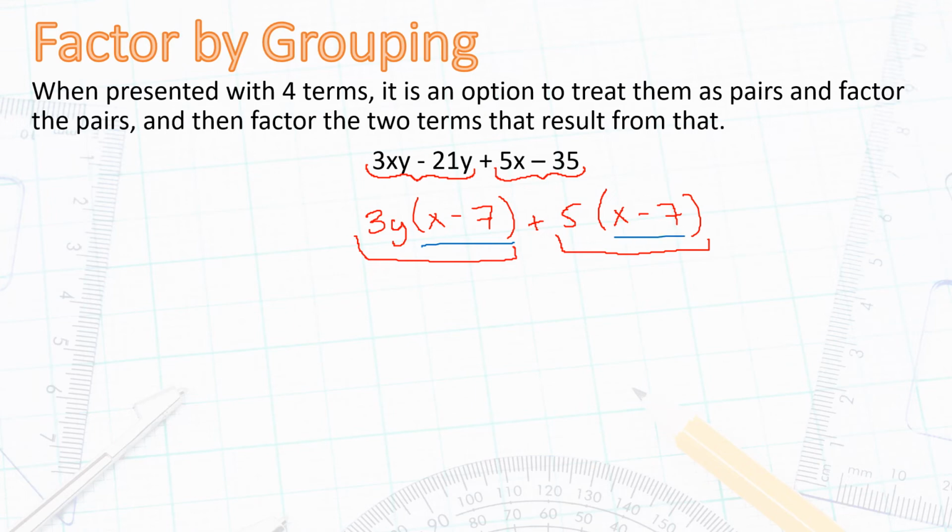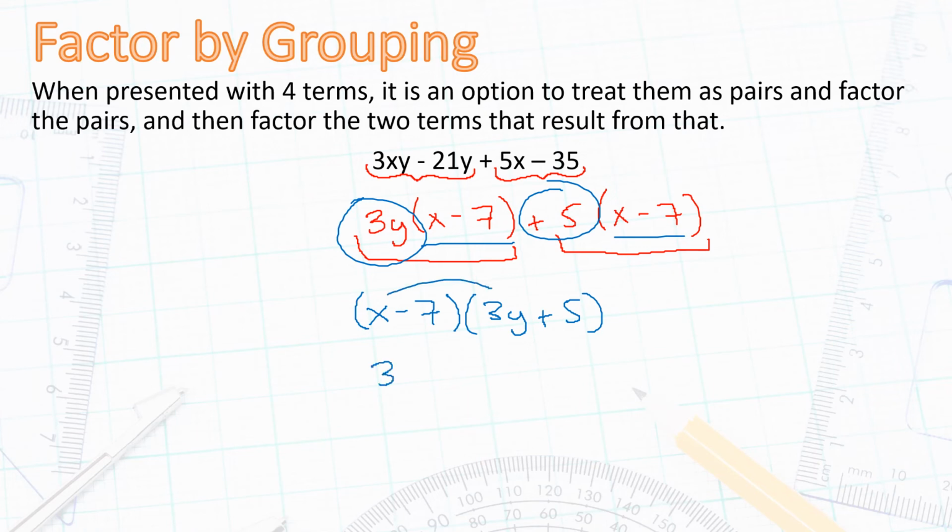So I can actually say, let's do GCF again. GCF is now x minus 7. And then what's left will be 3y plus 5. So the 3y coming from over here and the plus 5. If I distribute this, x times x is x squared, x times minus 5 is minus 5x, minus 21y, and minus 35. It matches all of the terms in the original polynomial, so I know I've done my job right.